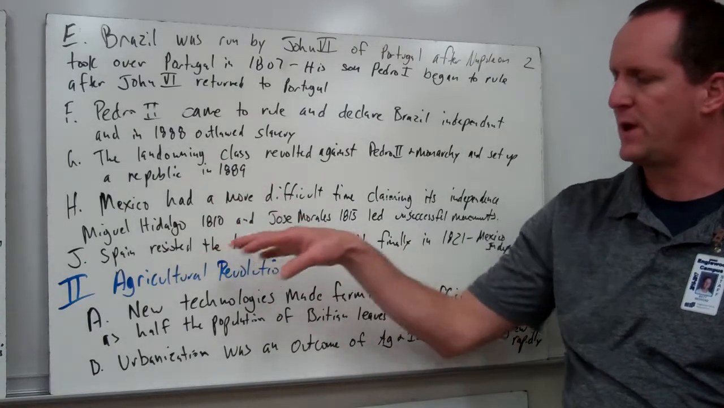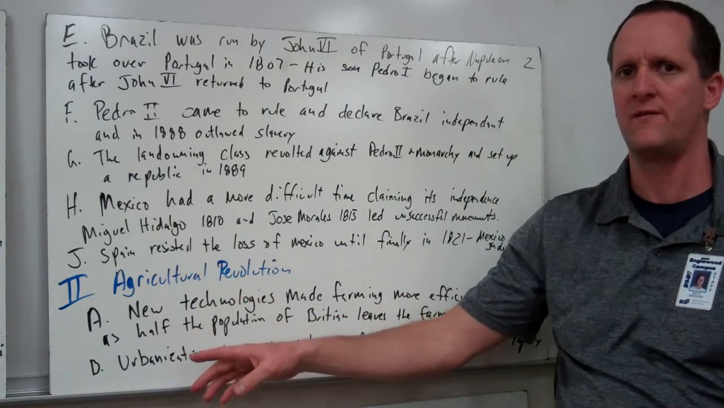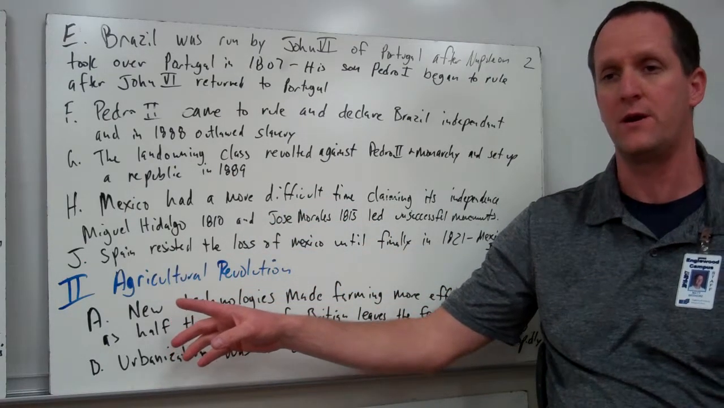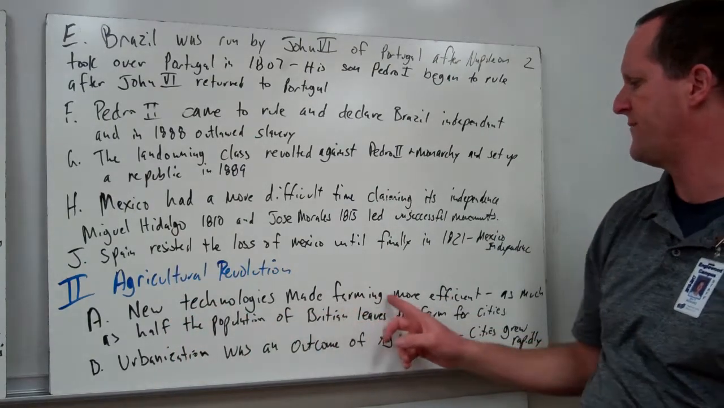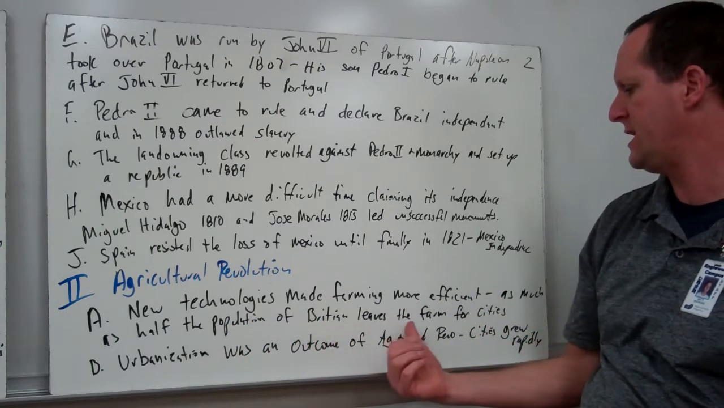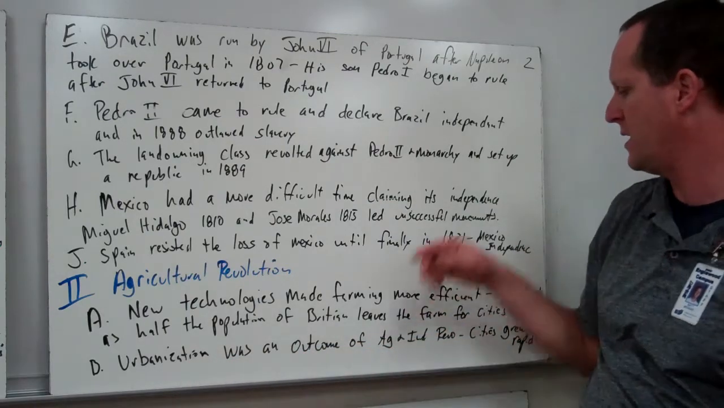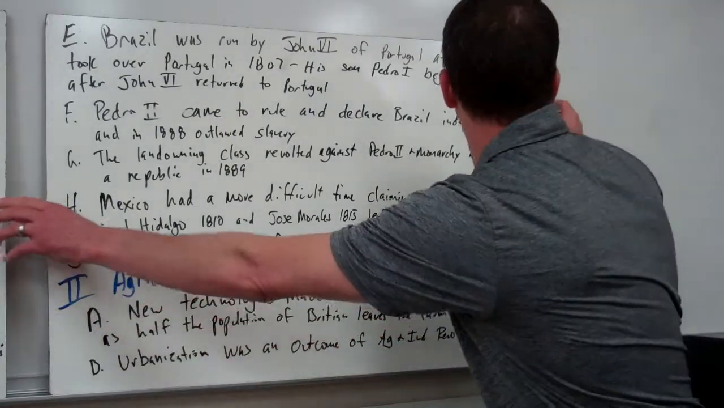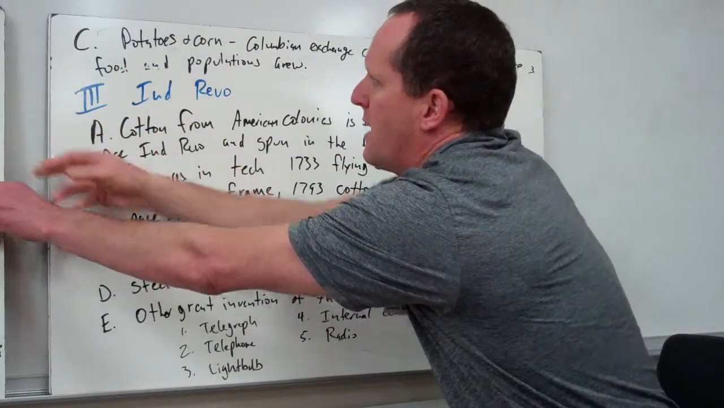Now, while this was taking place in Latin America and in the Western Hemisphere, the agricultural movement and the Industrial Revolution were taking place primarily in Great Britain and then spread throughout the rest of Europe. So new technologies made farming more efficient. As much as half the population of Great Britain leaves the farm for the cities. Urbanization was an outcome of the agricultural and Industrial Revolution as the cities began to grow quite rapidly.